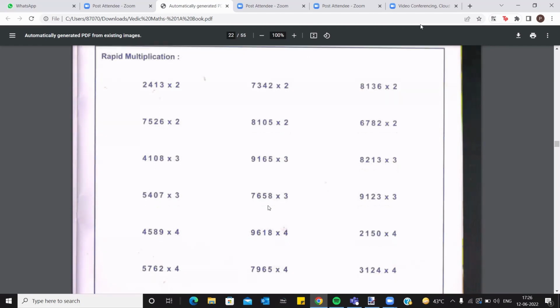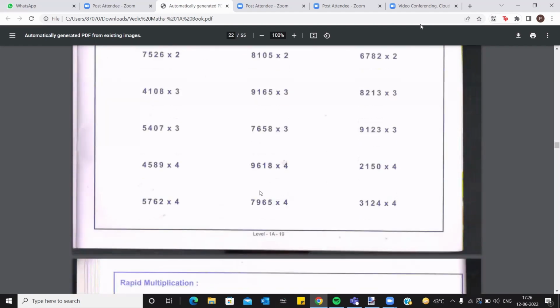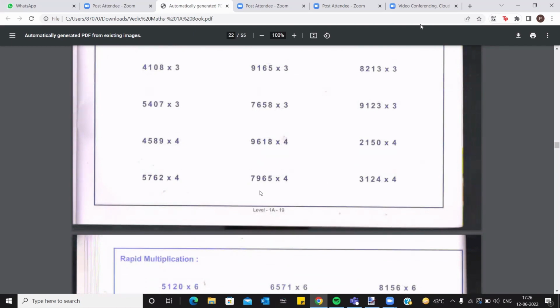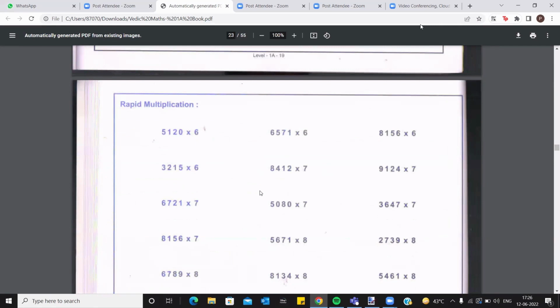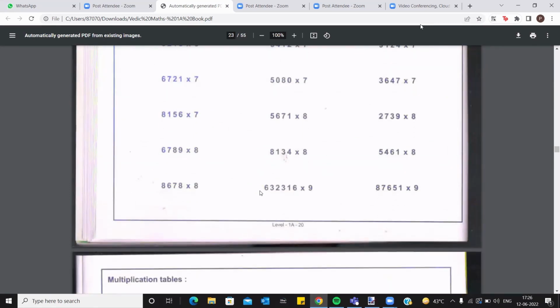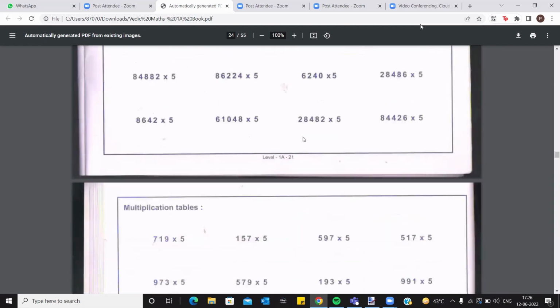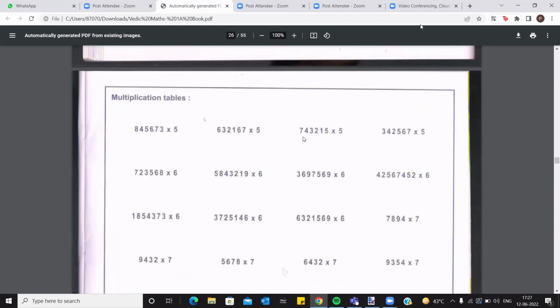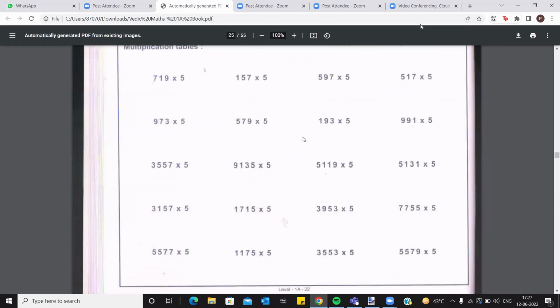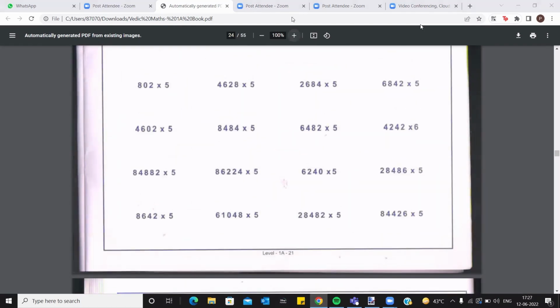I'm sharing the PDF. Here we have 2 digit multiplication, 3 digit multiplication, and 4 digit. These are normal multiplication. We don't have any trick for 2, 3, 4. This is basic. 6, 7 also. So pages 19 and 20 you can do with the basic method. And for page number 21, we have a method for multiplication with 5. Only for 5, we have the trick. Let's move on.